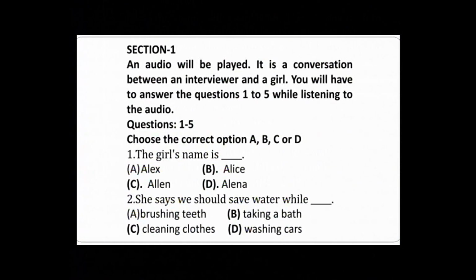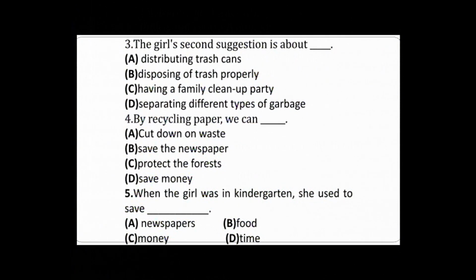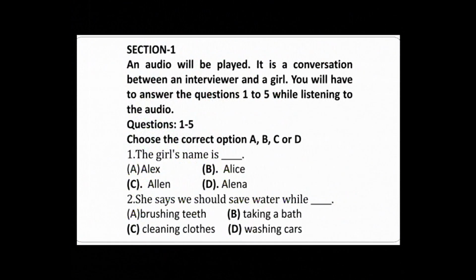Class 10 plus 1 lesson, The Earth is Not Ours. You will listen to an audio and answer the questions as you listen. Before you listen to the audio, please read the question paper from question 1 to 5. This is a conversation between two persons, interviewer and Alex. Now listen to the conversation.